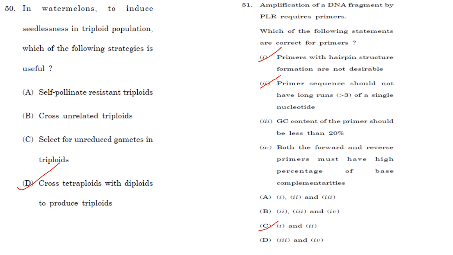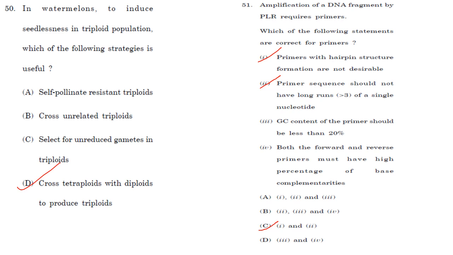Amplification of DNA fragment by PCR requires primers. Which of the following statements are correct for primers? Primers with hairpin structure formation are not desirable. Yes. Primer sequence should not have long runs greater than 3 of a single nucleotide. Yes. GC content of the primer should be less than 20%.